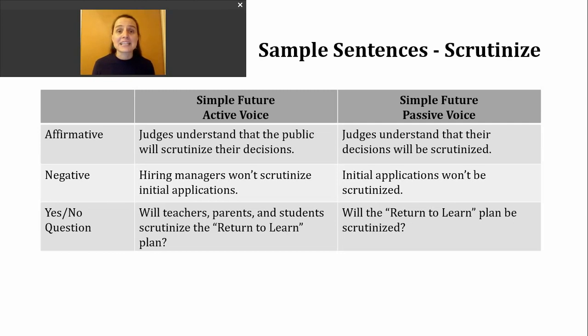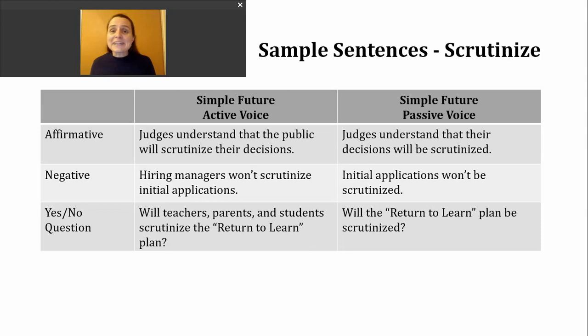So here's an example. Judges understand that the public will scrutinize their decisions. So again, this means the public is going to look closely. Why did the judge decide this? Why did the judge do this versus something else? But the public could also sort of be implied, so it might not be necessary.